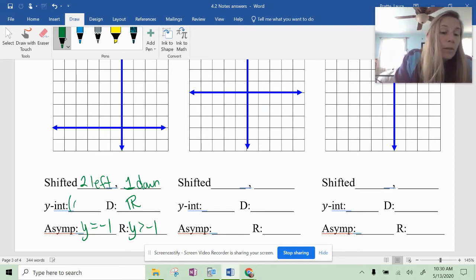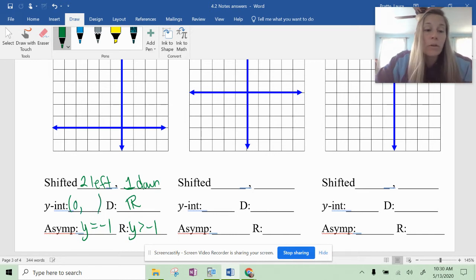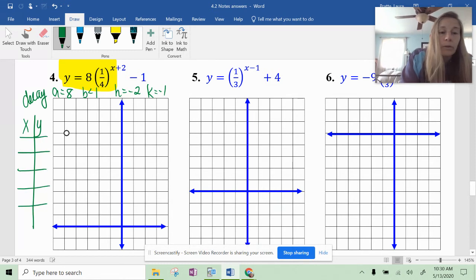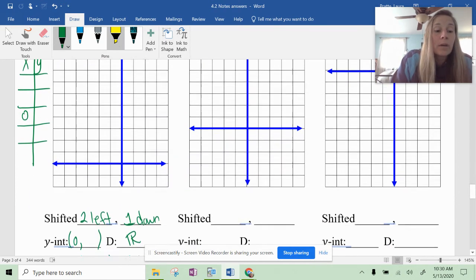So now the y-intercept, this time we actually have to plug that 0 in and work it all out, or you can type the whole thing in onto your graphing calculator and get your table values from there. So for me, I'm just going to make my table here. Whether you're getting it off the calculator or doing it in your head, that's completely up to you. So if I put my 0 in for x, I would have 1/4 to the second power, which is 1/16, times 8 is 1/2. 1/2 minus 1 is -1/2.